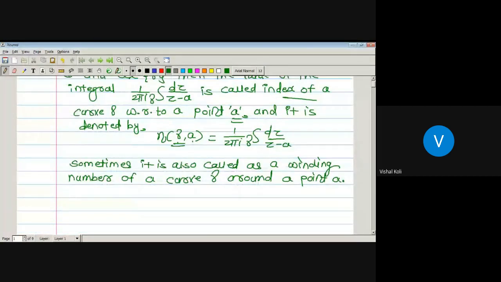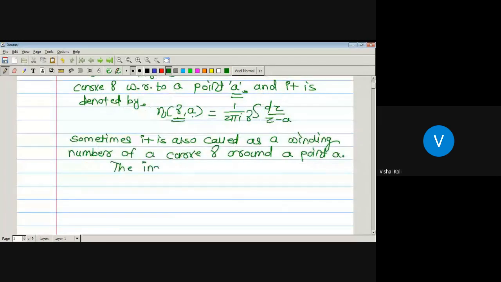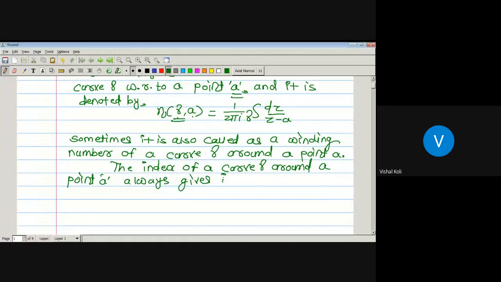So the index of a curve gamma around a point A always gives an integer value, since the index of a curve gamma around a point A is nothing but the integral value of one upon 2 pi i integration over the curve gamma dz upon z minus a, and in the previous lecture we have proved that this always gives an integer value.